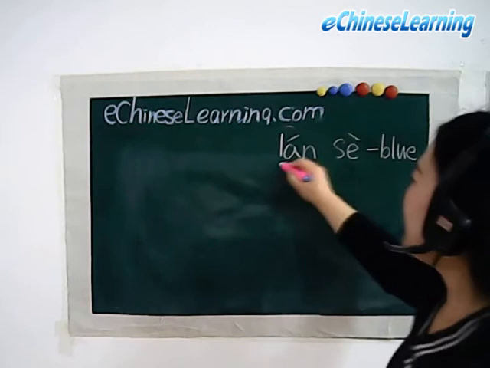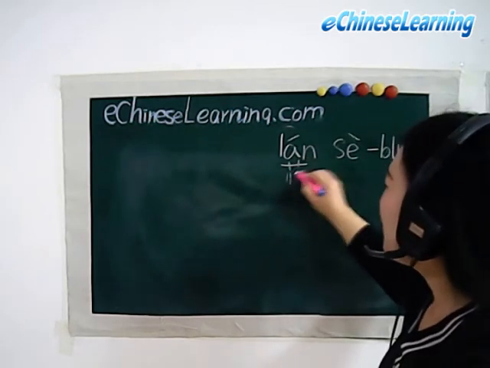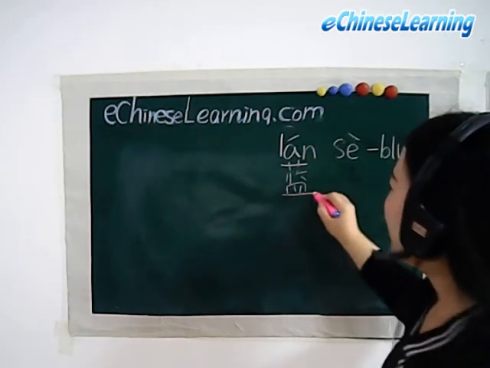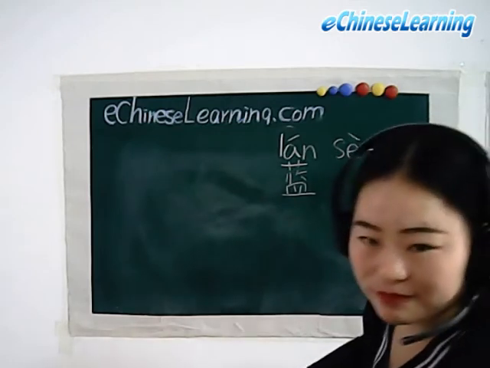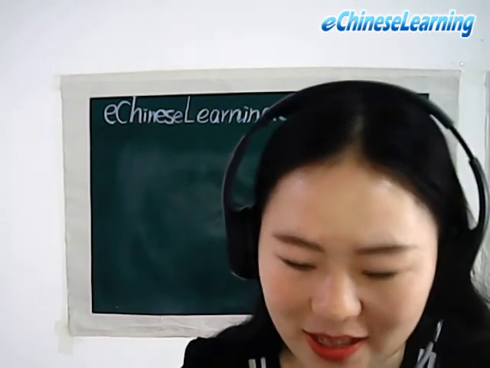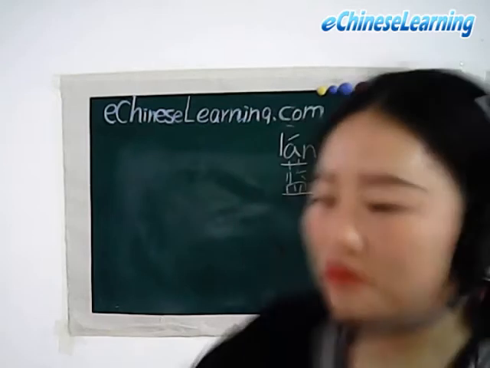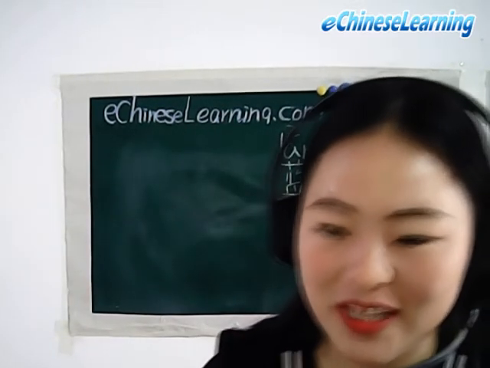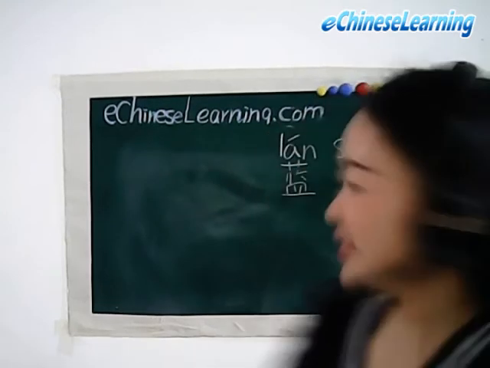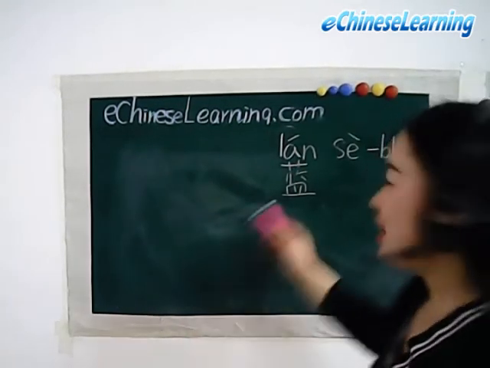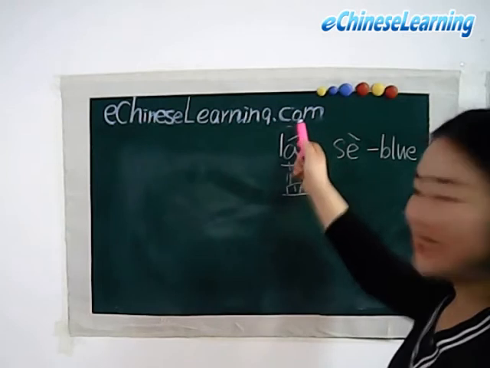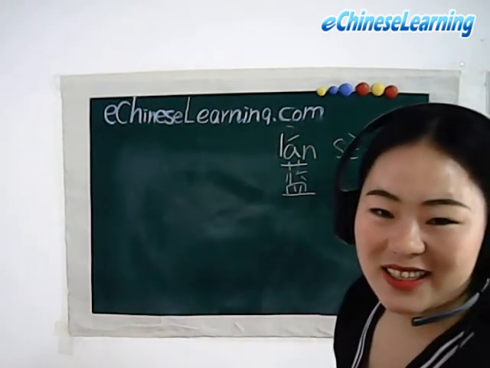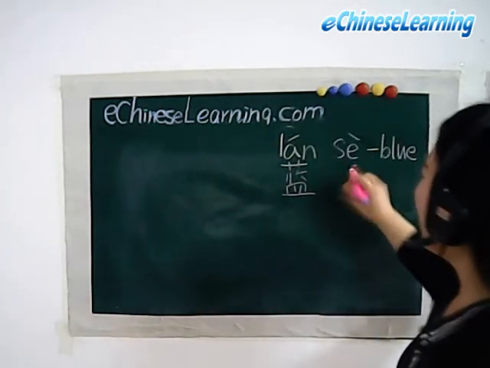Okay, so I will write it down here, but I show you it is a simple character. Okay, this is 蓝色. Can you see some letters on my blackboard? What's that color? Yeah, right. Try to read this one again. 色.